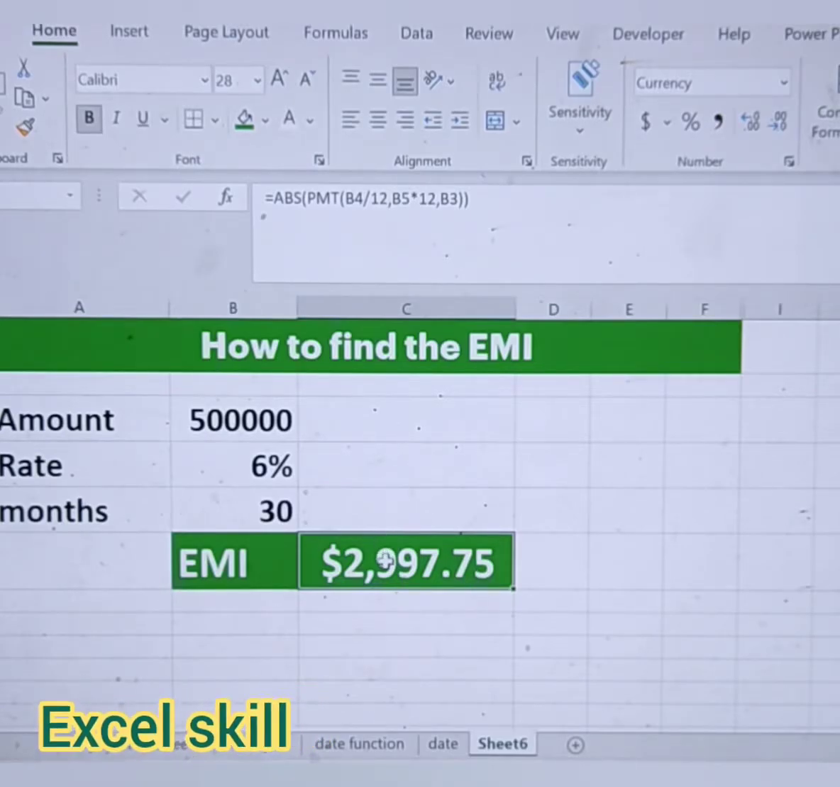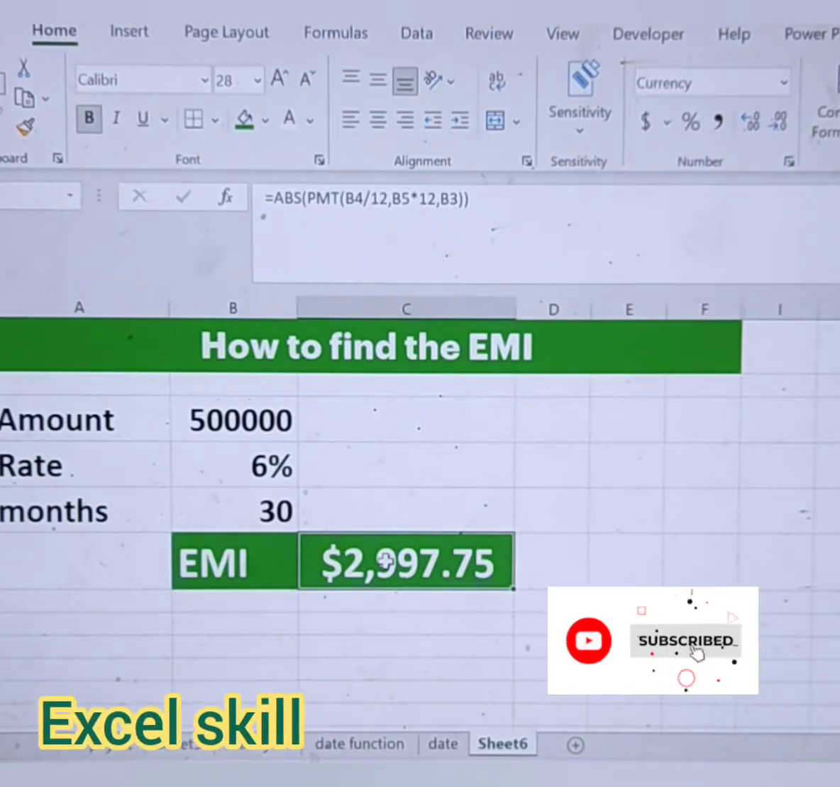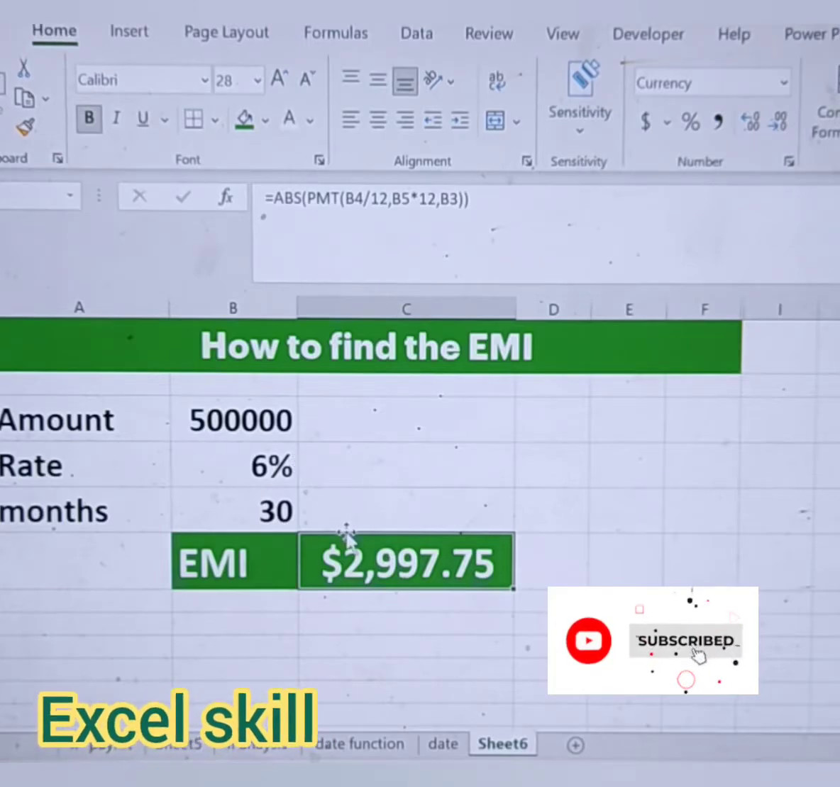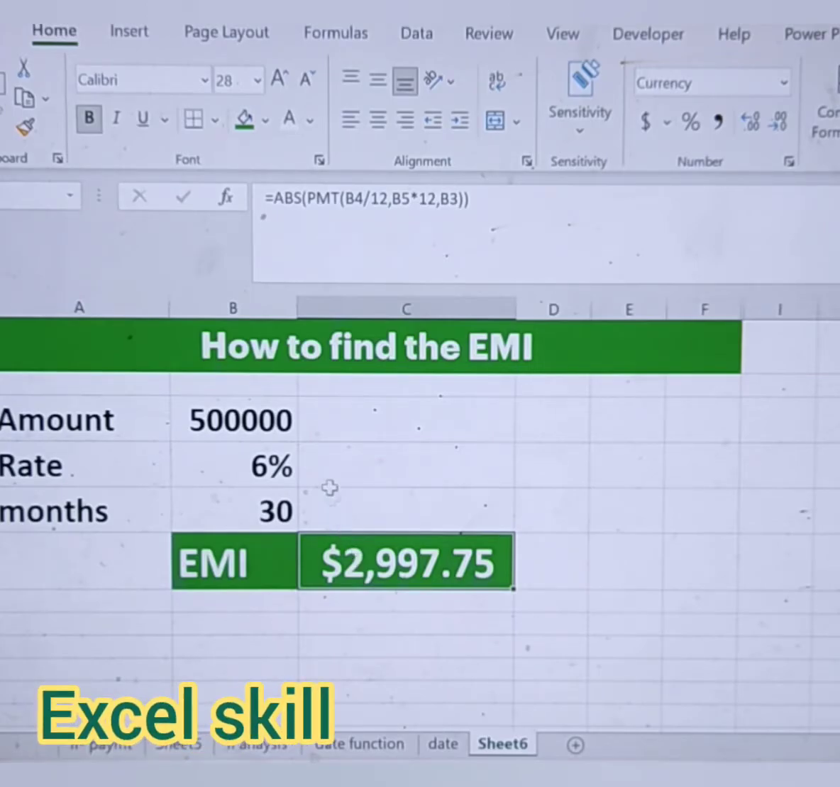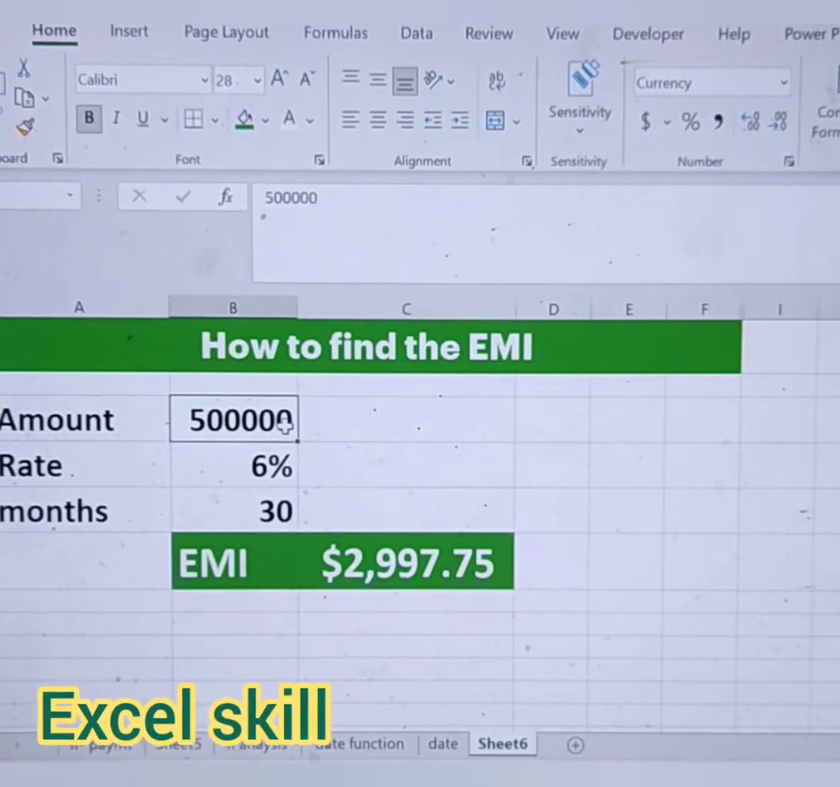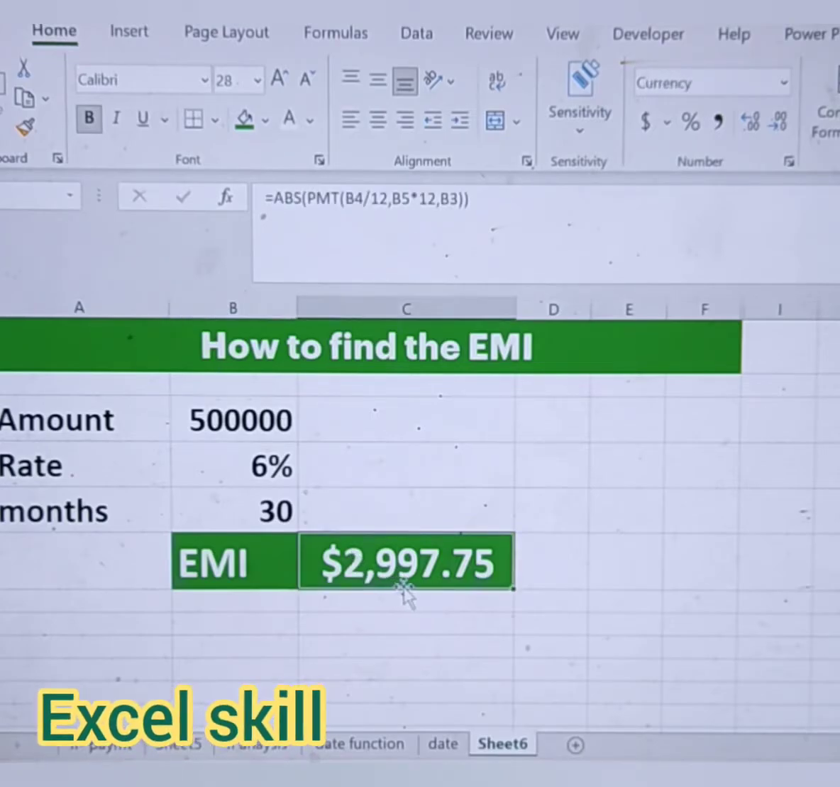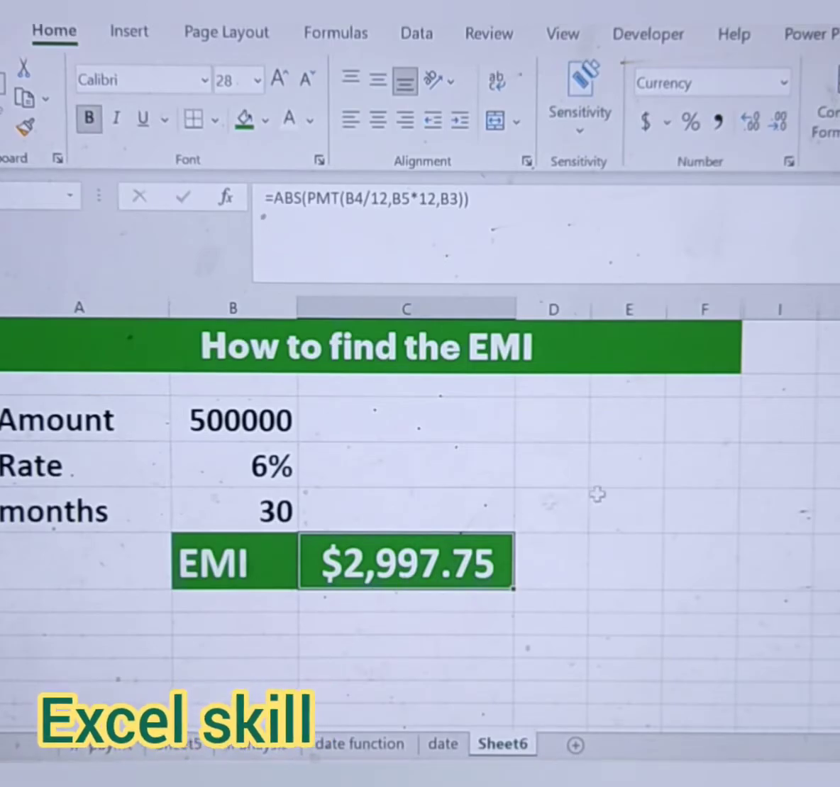Like this, you can calculate any number of EMIs for your desired equipment with the given sufficient information, that is amount, rate and the duration. So now, in order to get the device for 5 lakhs, the EMI is 2997.75.